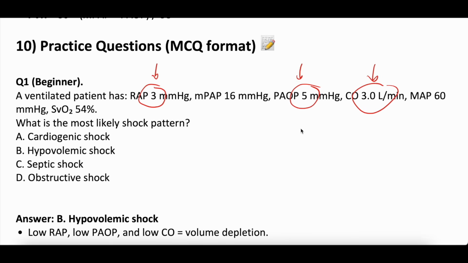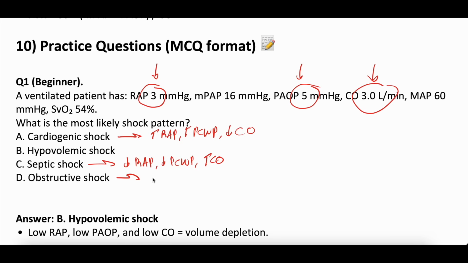Oh, did we even read the answer options? A, cardiogenic shock, B, hypovolemic shock, C, septic shock, and D, obstructive shock. So in cardiogenic shock, you'd expect a high right atrial pressure and a high pulmonary capillary wedge pressure with a low cardiac output. In septic shock, you expect a low right atrial pressure, a low pulmonary capillary wedge pressure, but actually a high cardiac output because they're hyperdynamic.